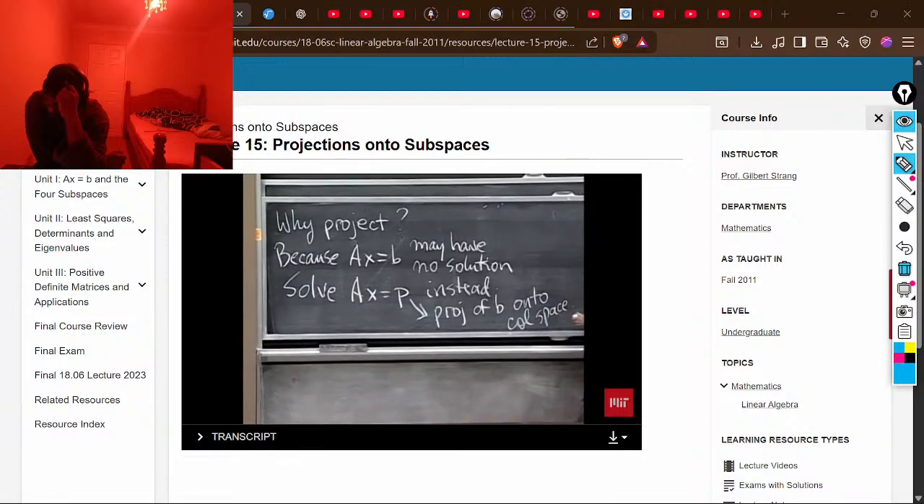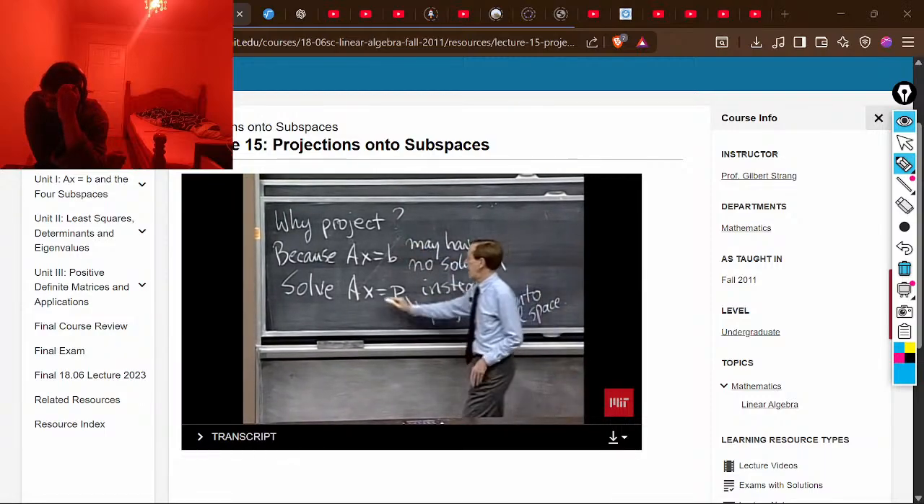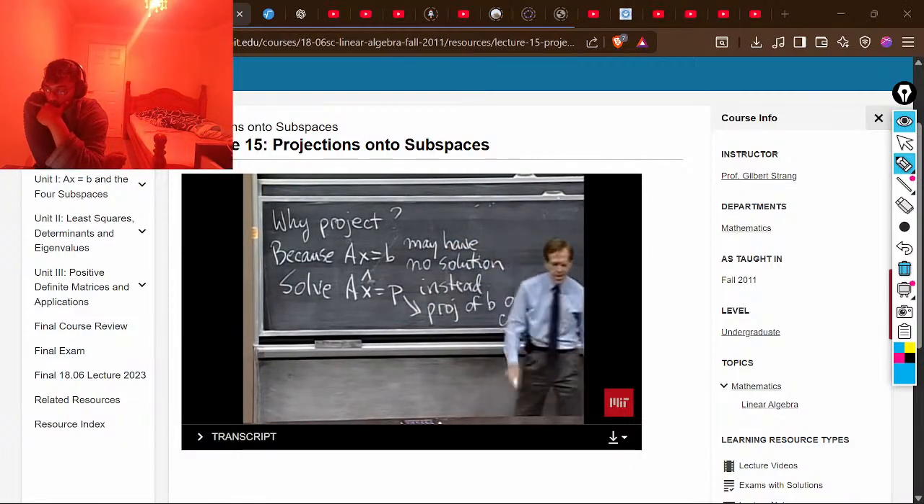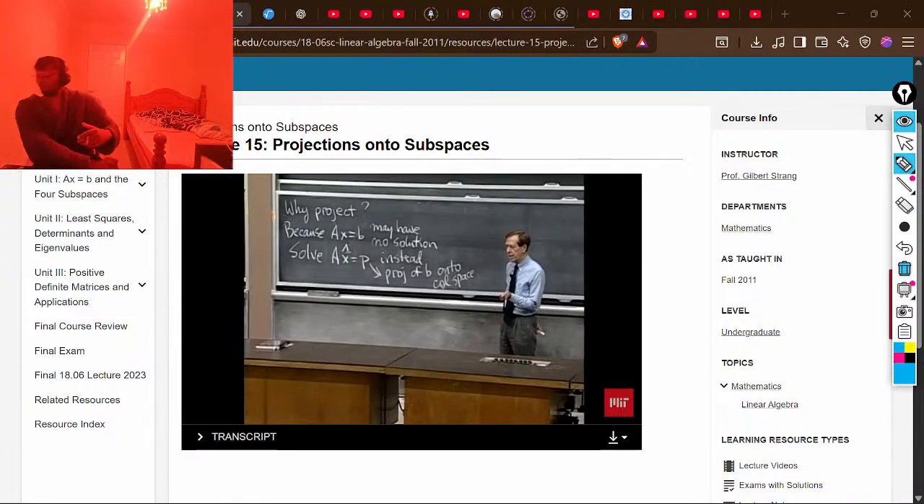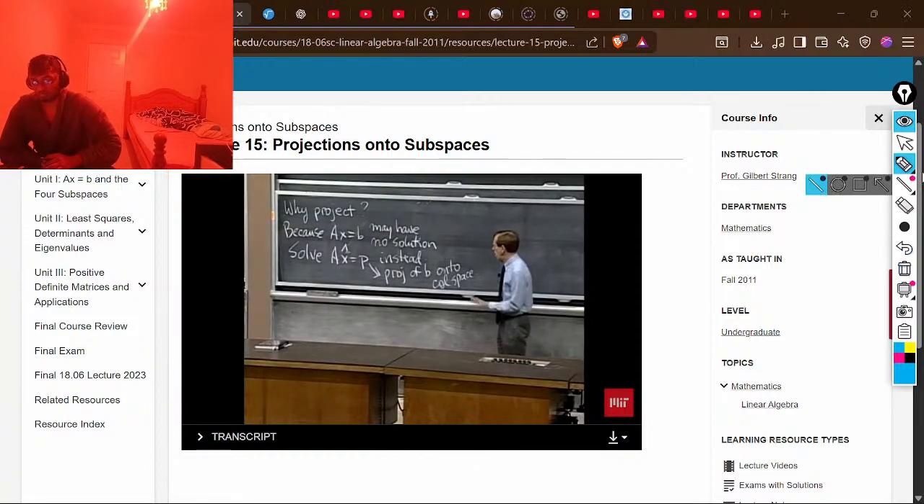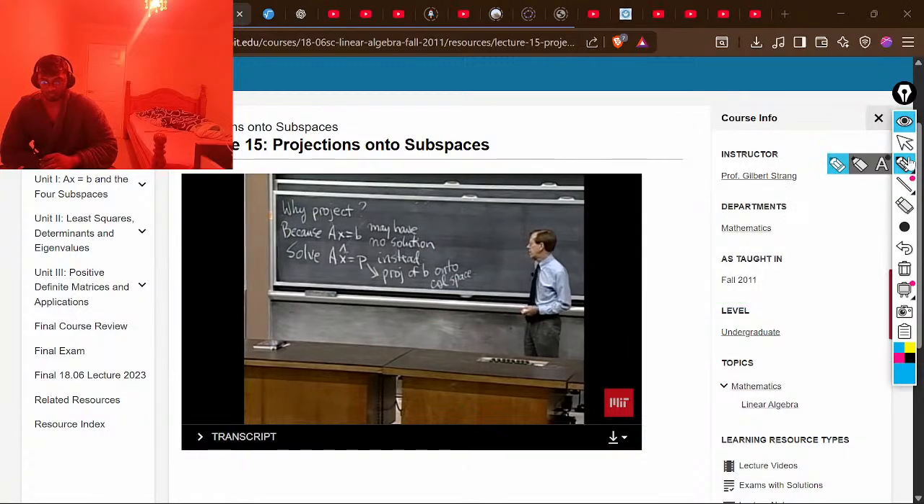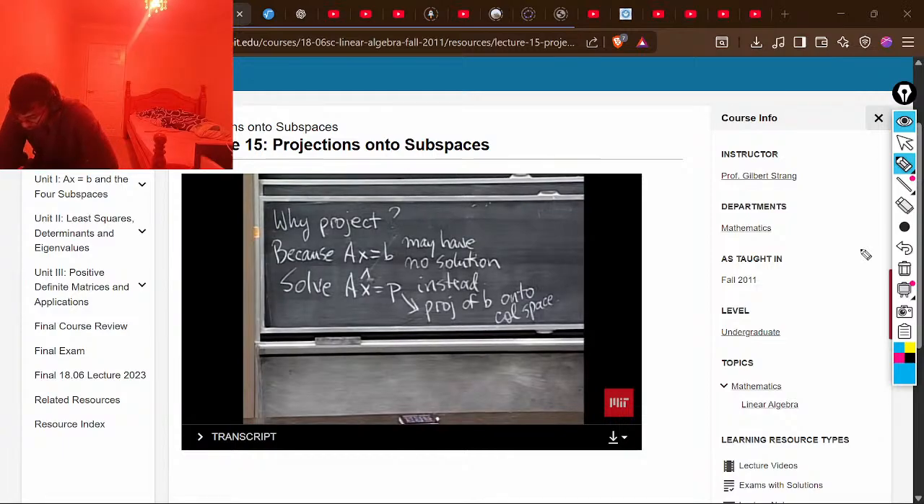That's why I want to be able to do this, because I have to find a solution here, and I'm going to put a little hat there to indicate that it's not the x that doesn't exist. It's the x hat that's possible. So I must be able to figure out what's the good projection there. What's the good right-hand side that is in the column space, that's as close as possible to b, and then I know what to do. Okay, so now I've got that problem.